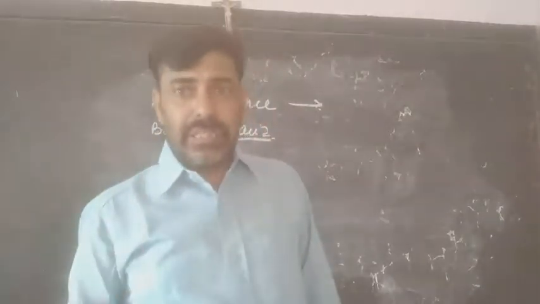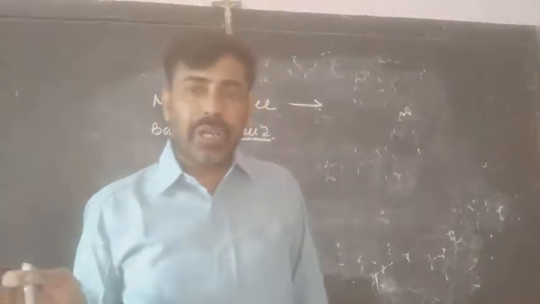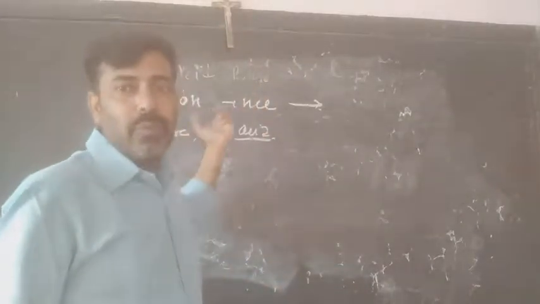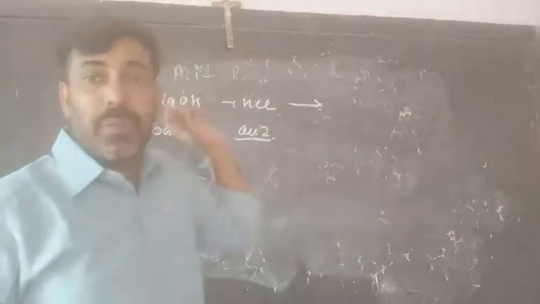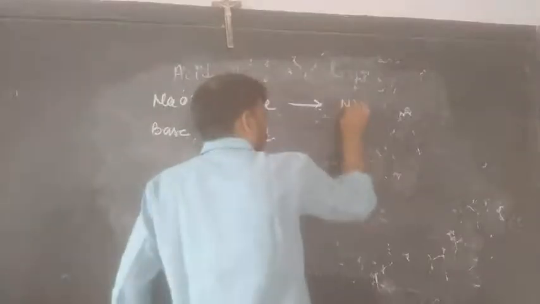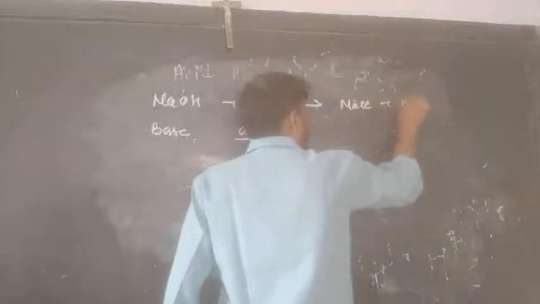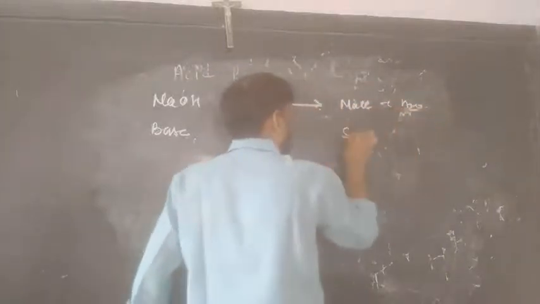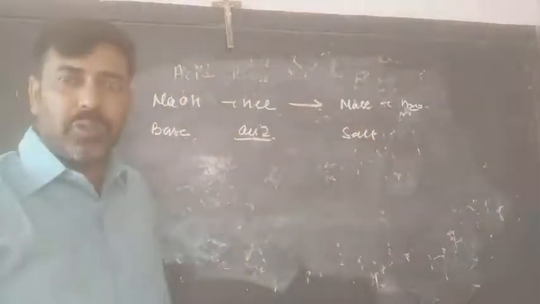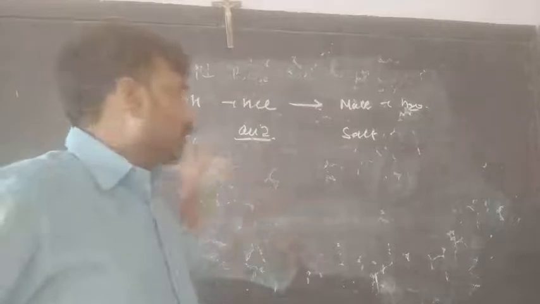So this one is a base and this one is an acid, and I have already told you that when an acid reacts with base, it forms salt and water. So here we have acid and this one is a base. When this acid reacts with base, it will form salt and water. So this is the salt, NaCl plus water. No need to write the water because you know well that this is the water. So this is the reaction.